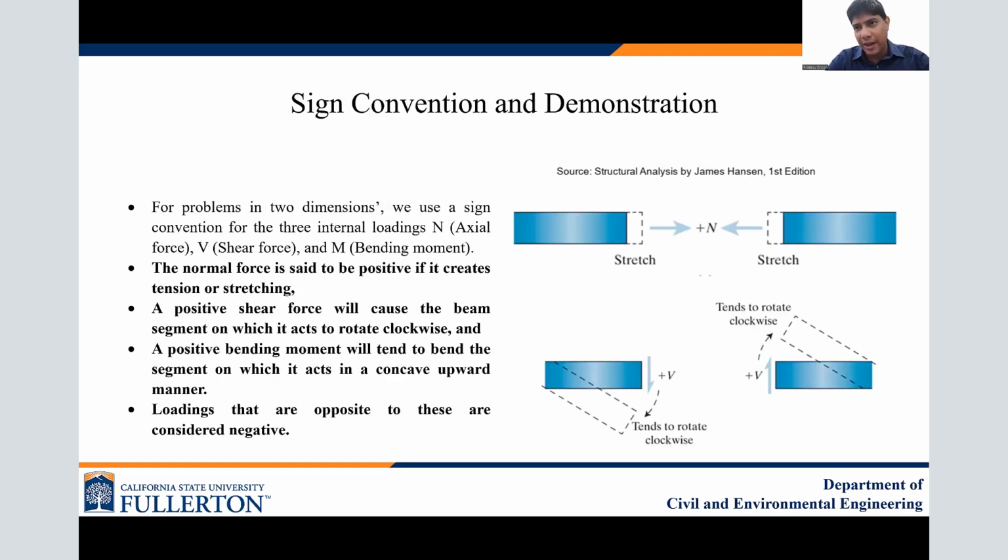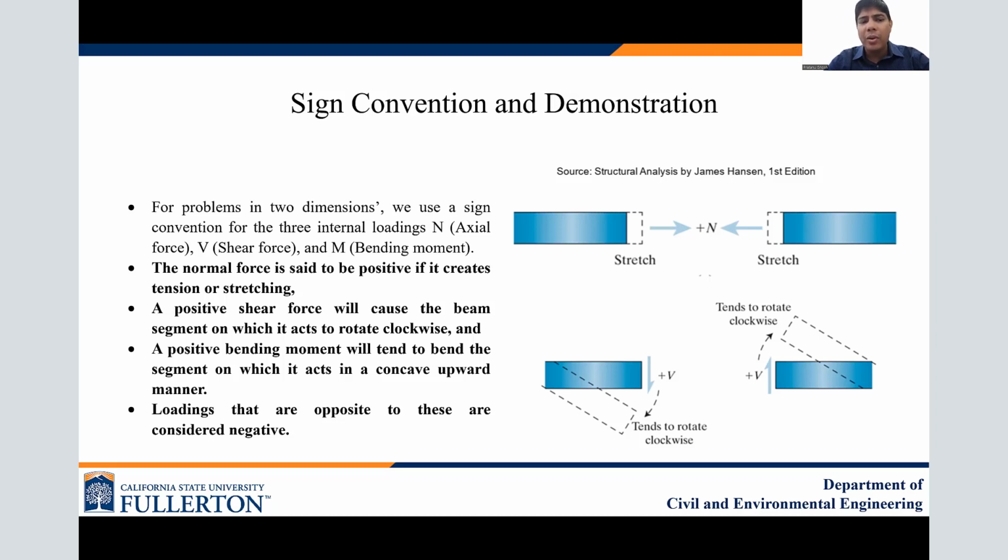So let's talk about the sign convention. How do you know axial force is positive or negative? How do you know shear force is positive or negative? How do you know our bending moment is positive or negative? So in 2 dimensions, we use a sign convention for axial force N, shear force V, and bending moment M. Normal force is said to be positive if it is creating tension or stretching, basically. If it is pushing or compressing, then it is negative.